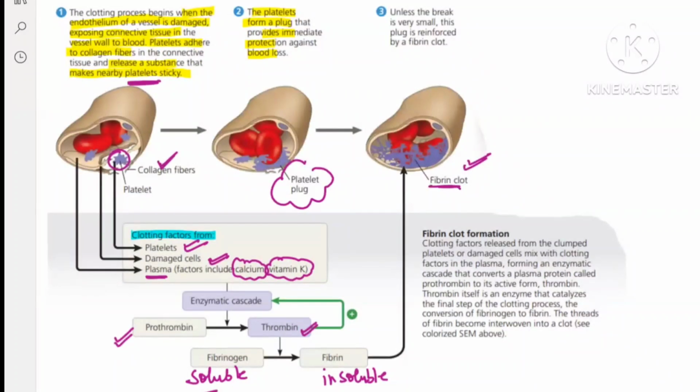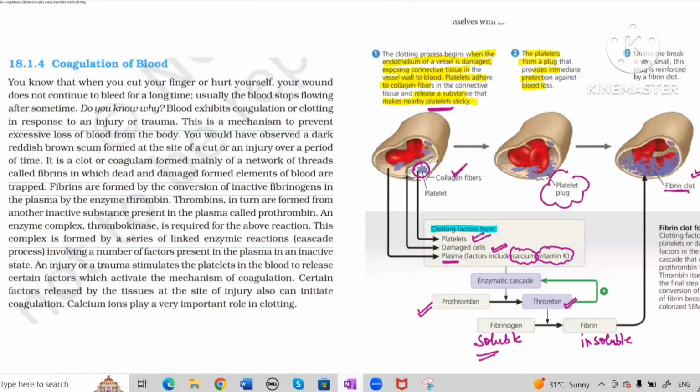You will find everything is there. Just see carefully. I'm highlighting as you read. Injury will stimulate the platelets in the blood to release certain factors. Is it clear? So certain factors means clotting factors are coming from the platelets. The platelet is releasing the clotting factor.